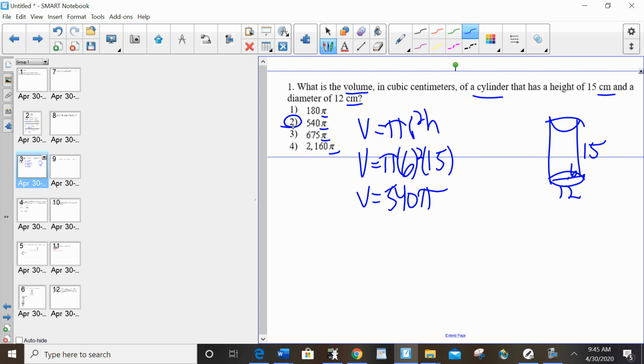Usually you're typing pi in unless you see pi's in the answer like you do here, or the problem says in terms of pi. So if it asks you for a straight up volume, you just go to your reference sheet, write down your formula, and substitute in.